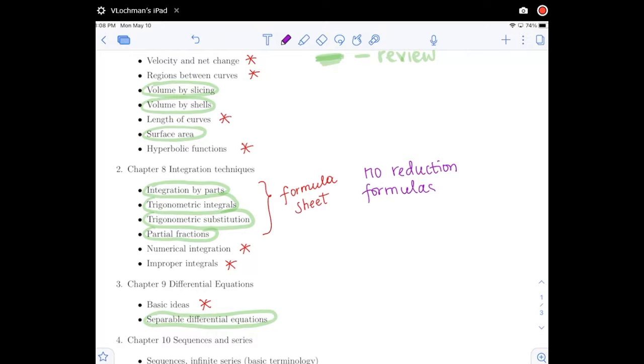Trig substitutions, yes, we need to know how to apply those. Partial fractions and separable differential equations. So if I were to ask you to solve a differential equation, it will be a separable differential equation. I don't remember which activities, I'm going to say 3 and 4, and then test number 2. That's where the bulk of those problems come from.